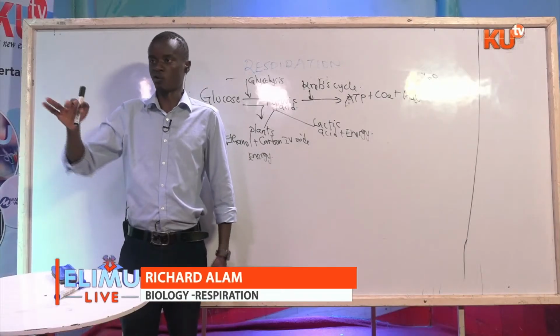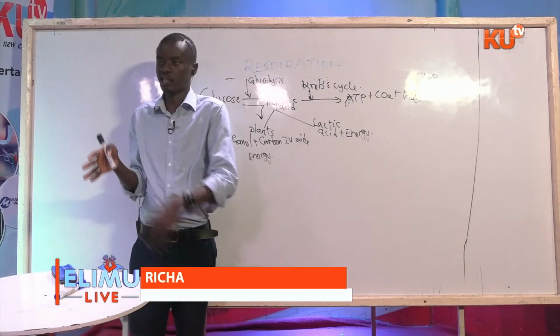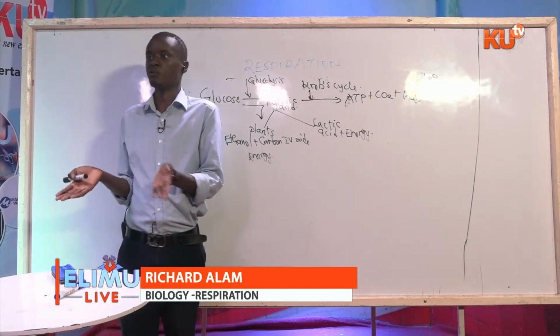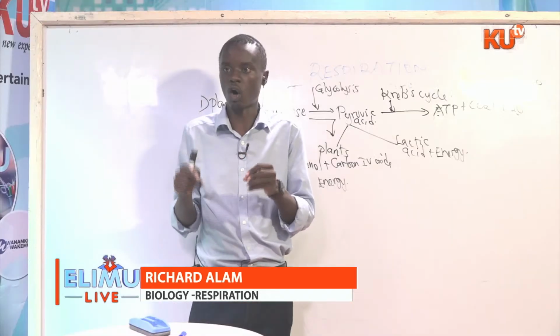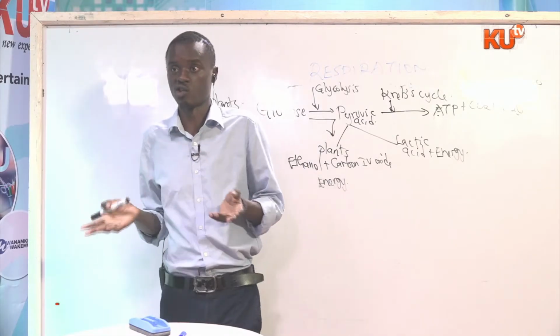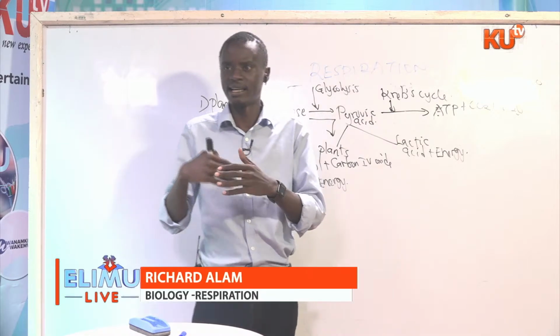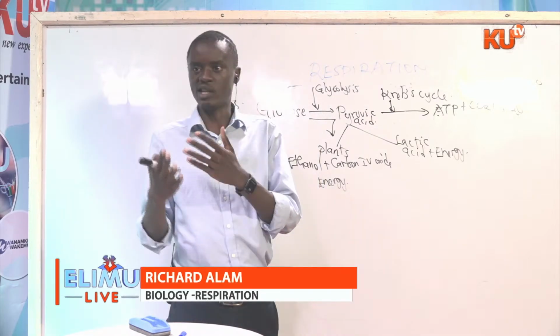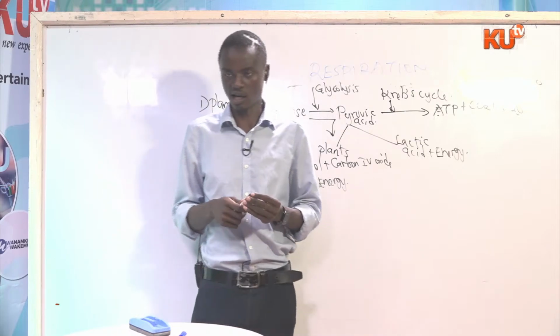Now, the carbon dioxide produced, if allowed to accumulate in the body tissues, will be harmful, and it may interfere with the optimum cell functions. For example, it may lead to a change in the pH of body fluids, and that will affect the body functions.